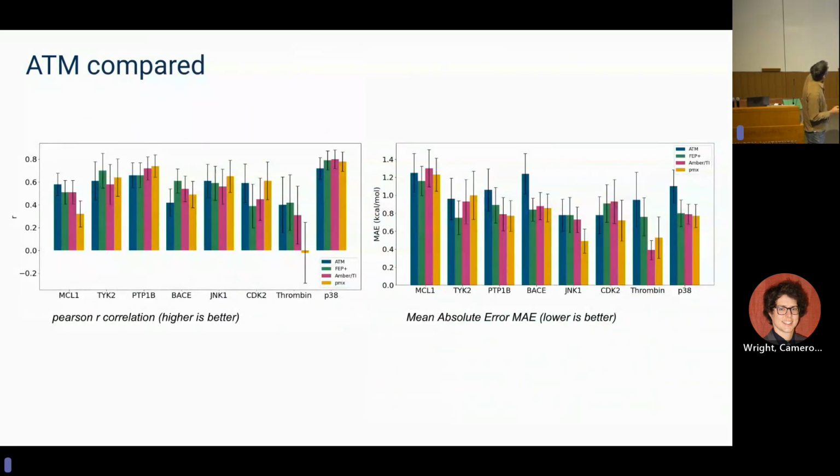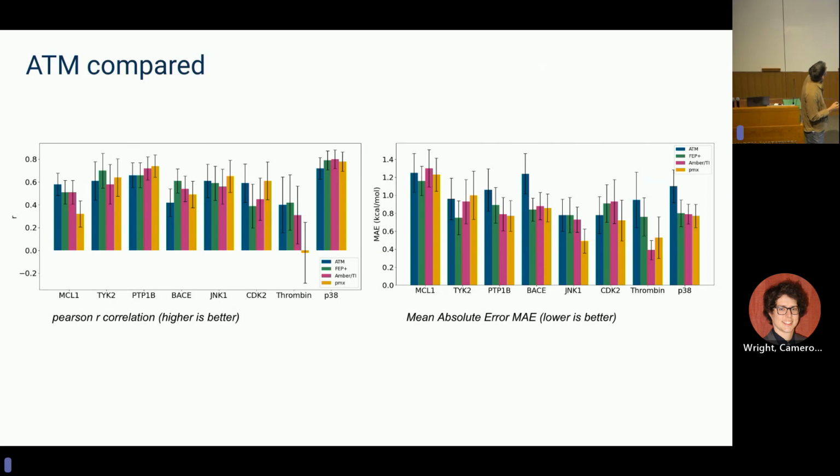Maybe you see better here. We compared ATM against FEP+, Amber TI, and PMX. These are from the paper; we didn't rerun their calculations. I don't know if they have anything better now. They also changed force field from one to the other. But overall, the first surprise is that there's not much of a difference. ATM, especially in correlation, is pretty okay.